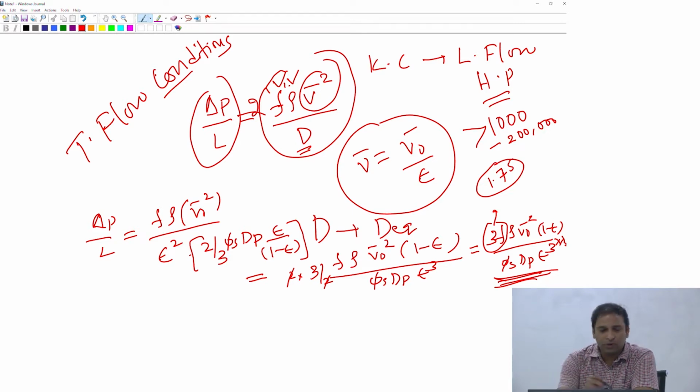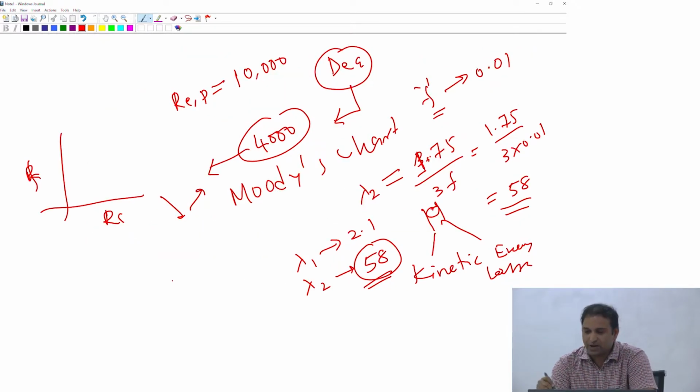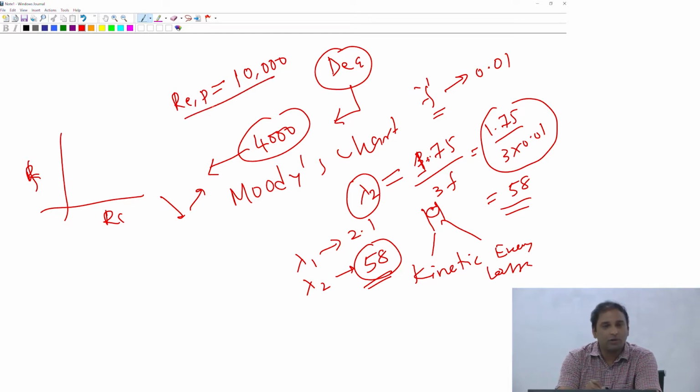Now what people did is they did a series of experiments under different Reynolds number conditions, and then they matched this theory with the experiment, and that's how these 1.75 and 150 numbers have been obtained. So 3f times lambda 2 is 1.75, and that's why in the next step I wanted to estimate what is this lambda 2 value. If you assume a particular Reynolds number, it will be different. It depends on what is the Reynolds number condition that you have in the system.